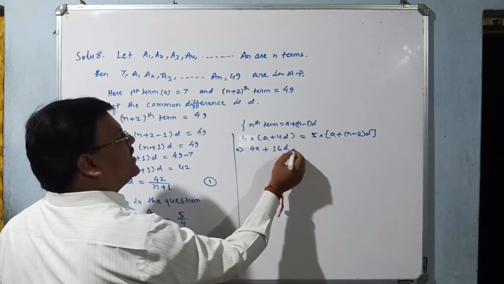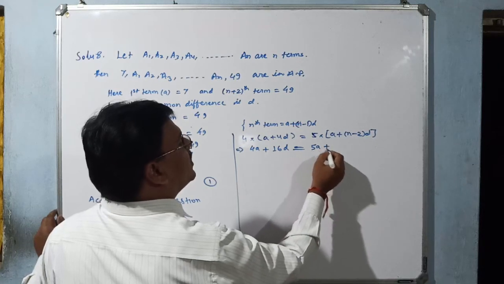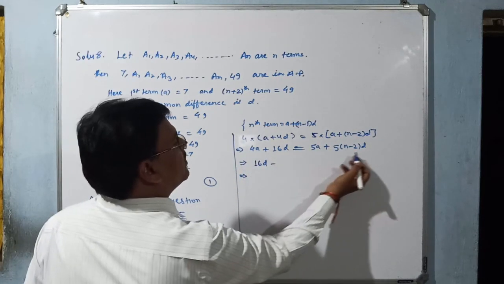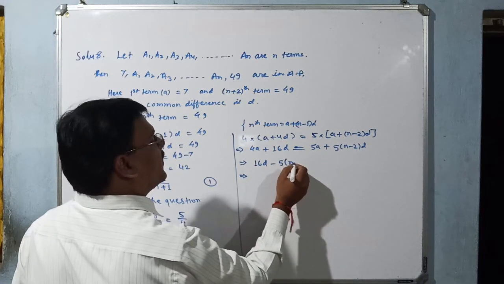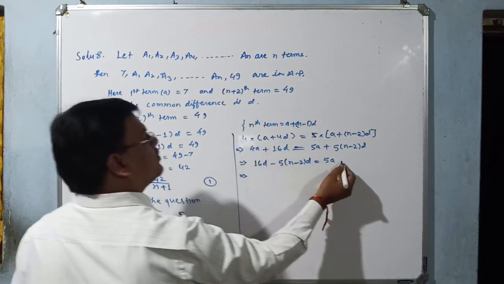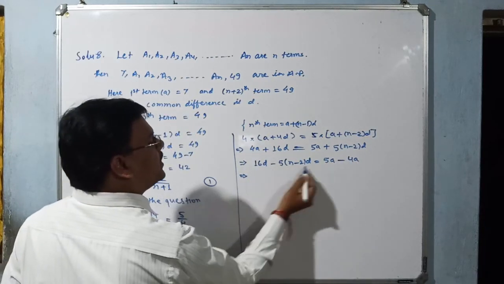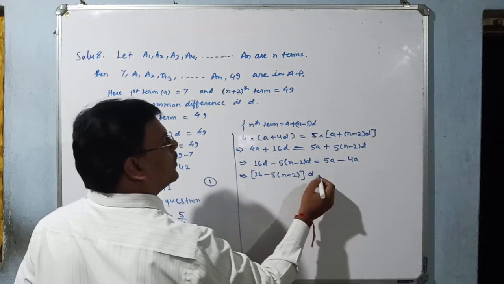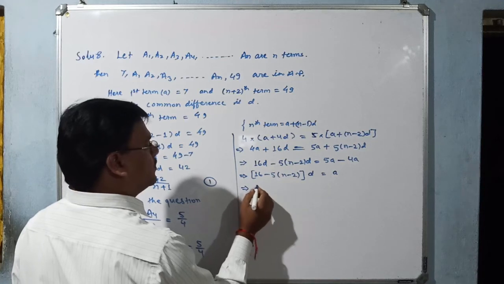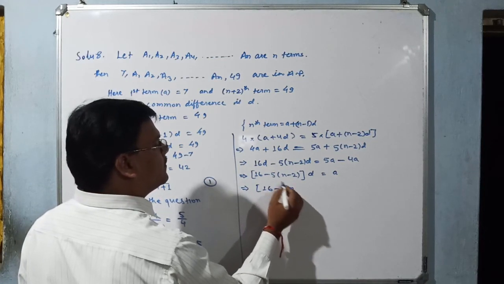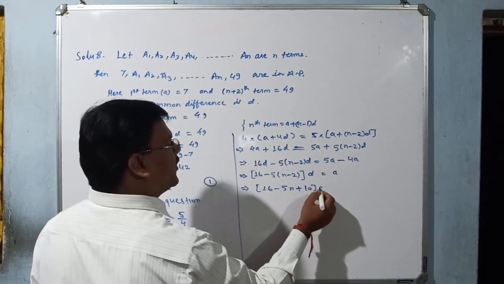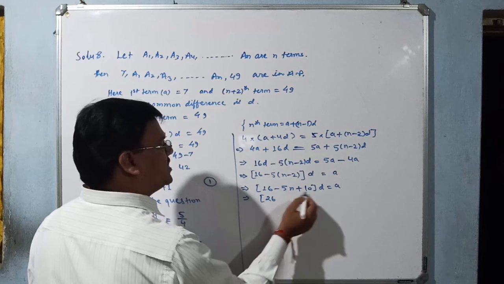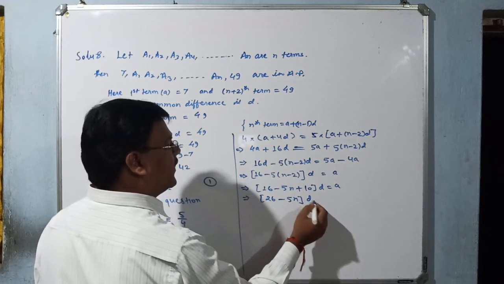4a plus 16d is equal to 5a plus 5 into n minus 2 into d. 5 into n minus 2 into d transposes to the left side, 4a transposes to the right side, d common. 16 minus 5 into n minus 2 is equal to a. 16 minus 5n, and minus 5 into minus 2 is plus 10. 16 plus 10 is 26, so 26 minus 5n into d is equal to a.